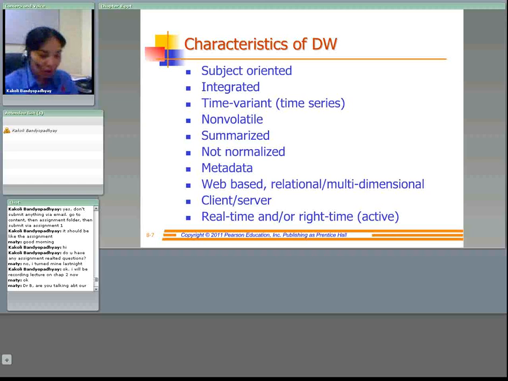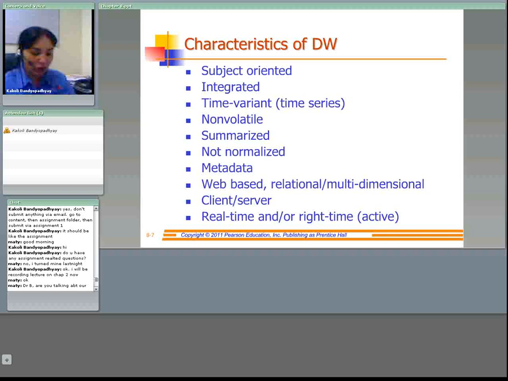Also, data warehouse is time variant. That means historical data is stored. It can detect trends, okay, deviations, long-term relationships. It can have daily, weekly, and monthly views. Non-volatile, it means that users cannot change or update the data.